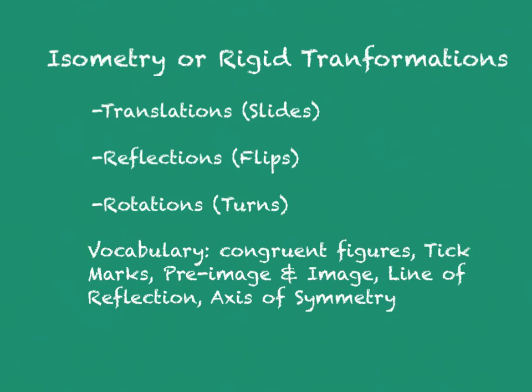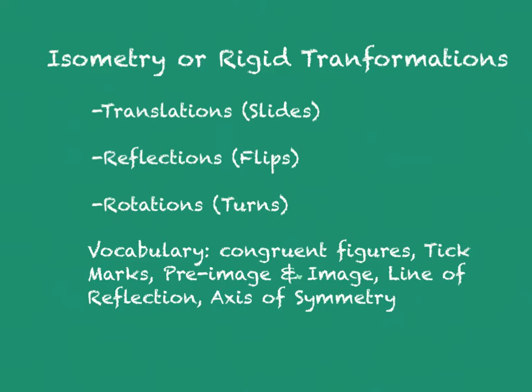Hey Ramblers, this video is going to cover a new topic called isometry, or what some of you may have come across as called rigid transformations. Now in this class we're going to learn about three rigid transformations. The first will be translations, or what you may have heard called slides. The second will be reflections, or what you may have called flips. And finally, the third one is rotations, which are also commonly called turns.